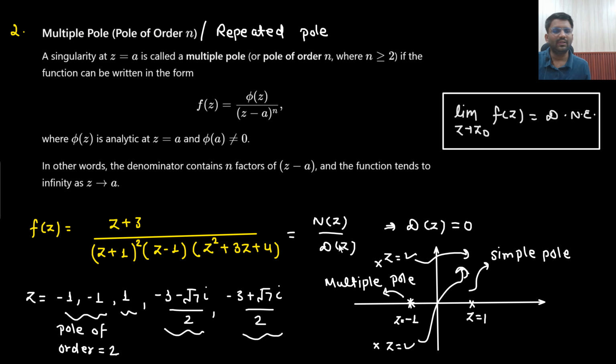What do you mean by multiple pole? The same as single pole. It's just that the singularity is repeated now. The point is repeated, so it is known as multiple pole. These are single pole only. Only -1 is a multiple pole.